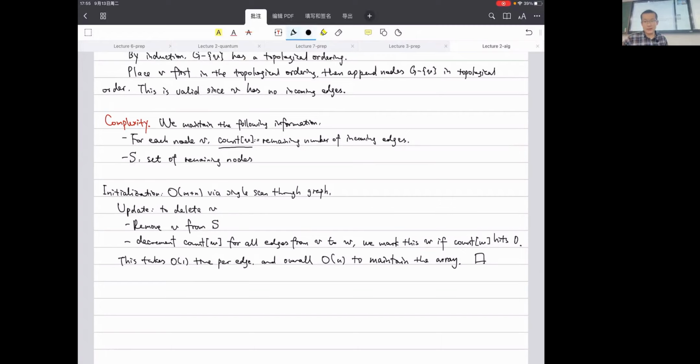You go through all the edges, and going through all the edges, you will know the corresponding value of the count, because each time you see an edge from U to V, you just increase the count of V by one. This will help you go through all of the edges, and just by doing this, you will finish the construction of the count array.